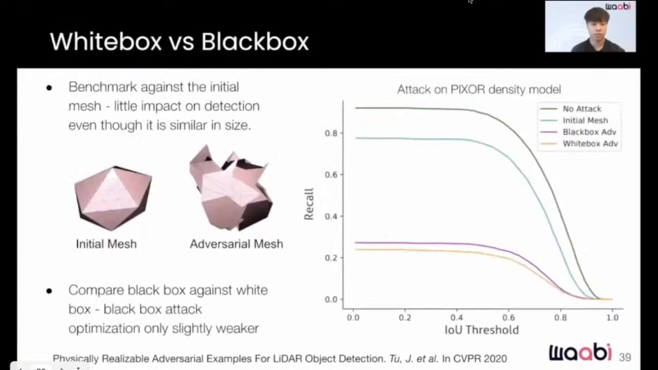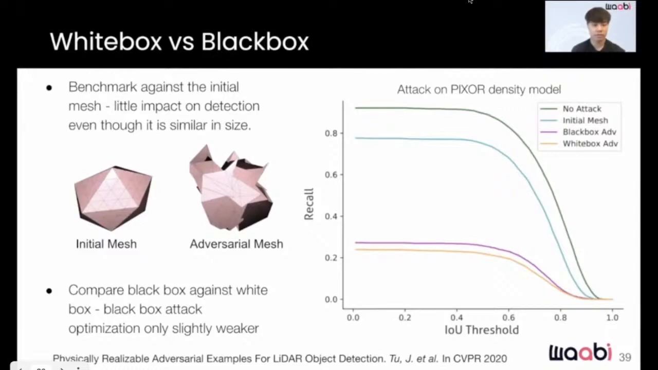Then we compare white box against black box optimization and find that black box optimization is not much weaker. Furthermore, we benchmark against the mesh that is used for initialization of our adversarial attack. Although the initial mesh is similar in size, it has little impact on detection recall. On the other hand, the adversarial mesh drops recall significantly, showing that geometry is indeed adversarial.